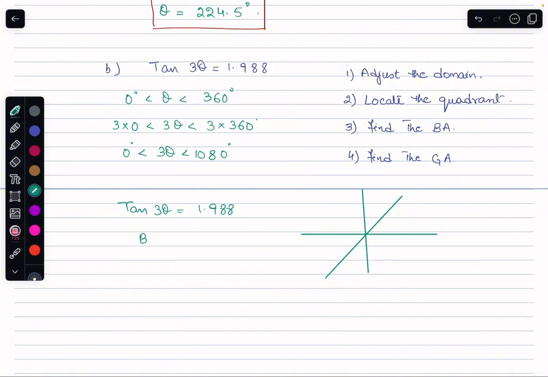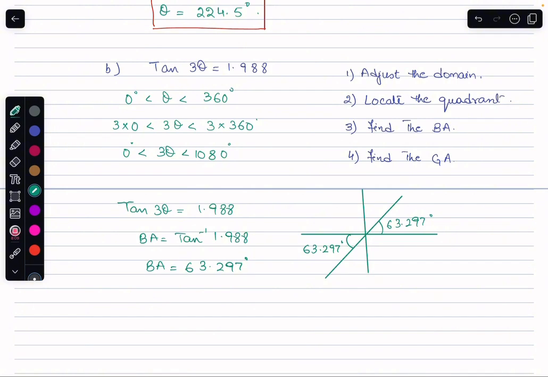So to get the basic angle, it should be tan inverse 1.988. So tan inverse 1.988 gives me the answer. So the basic angle is 63.297 degrees. I'm taking an exaggerated value; later I will adjust it to one decimal place. So this is 63.297 degrees. We have the basic angle.